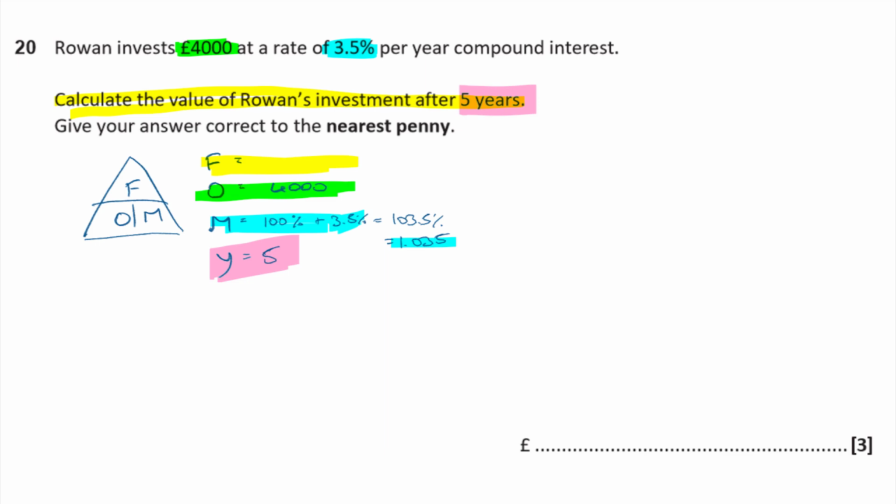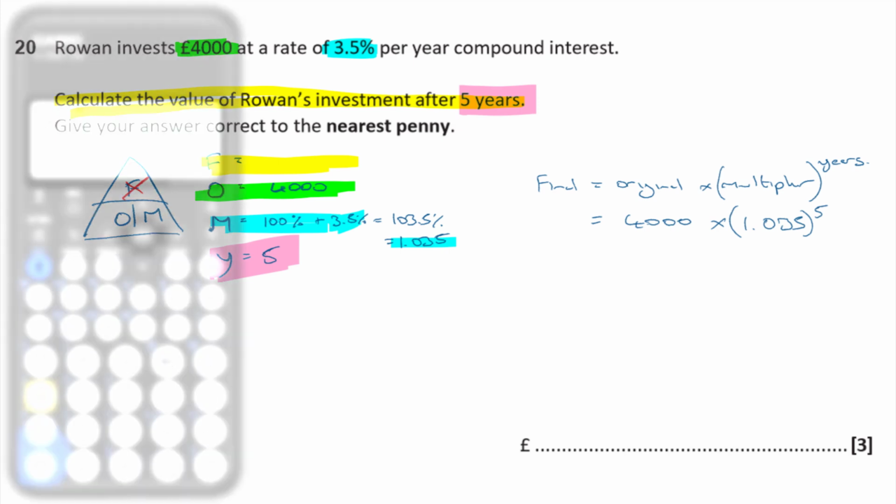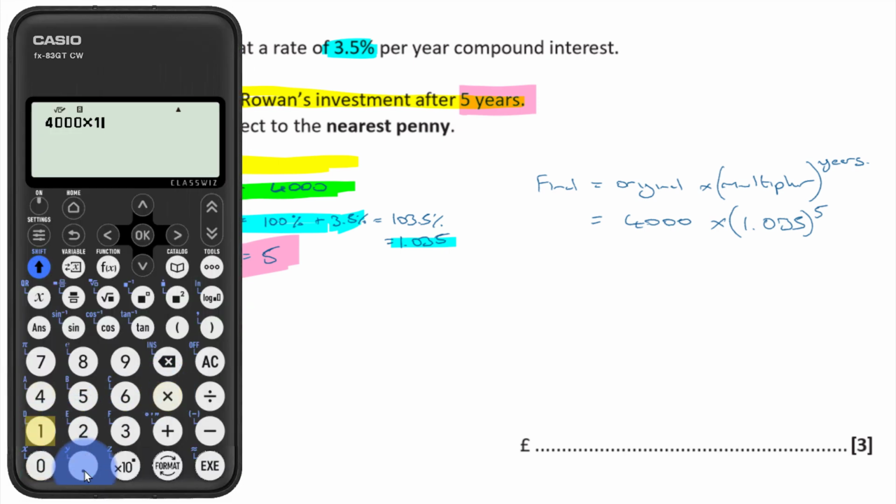So then using the triangle, cover up the thing I want to find. Final is original times multiplier. Now this time I raise the multiplier to the number of years when we're doing compound interest, because you have to apply the multiplier several times over, 5 times over. So that's going to be 4,000 times 1.035 raised to the power of 5. Just tap that into the calculator: 4,000 times 1.035 to the power of 5.